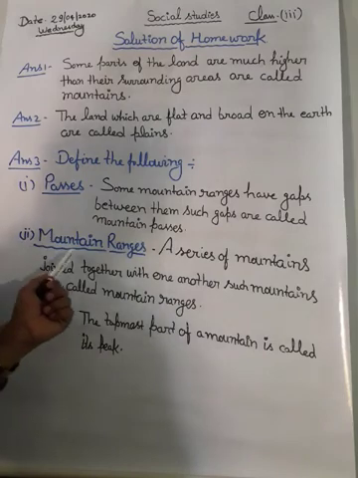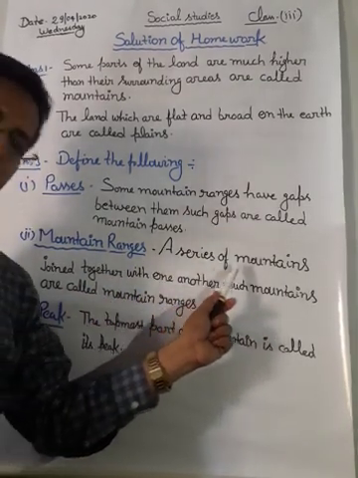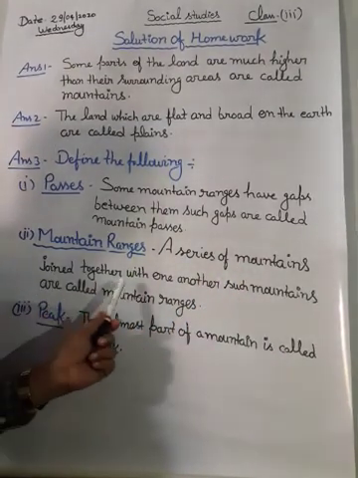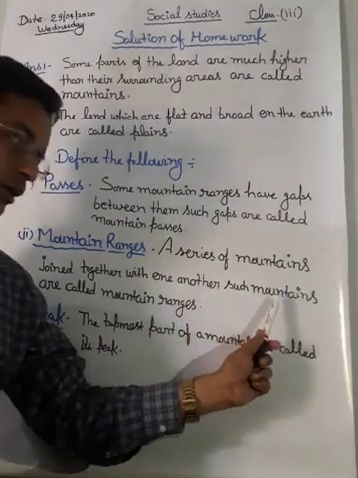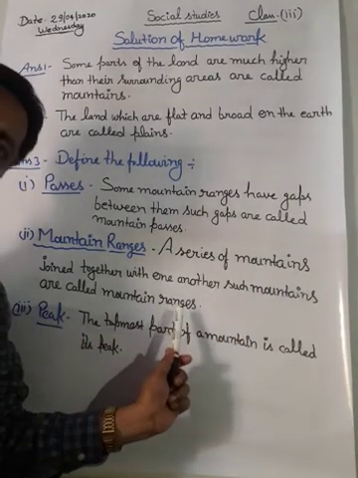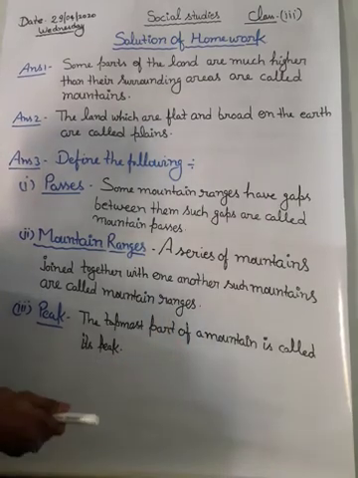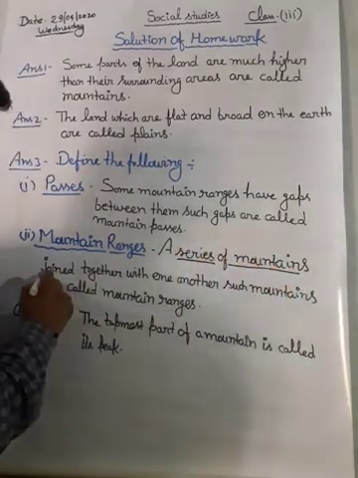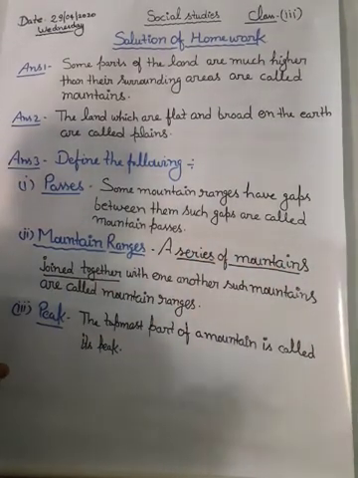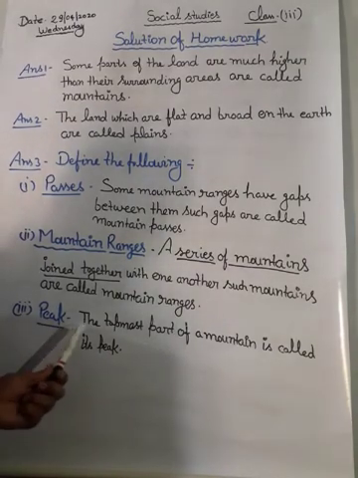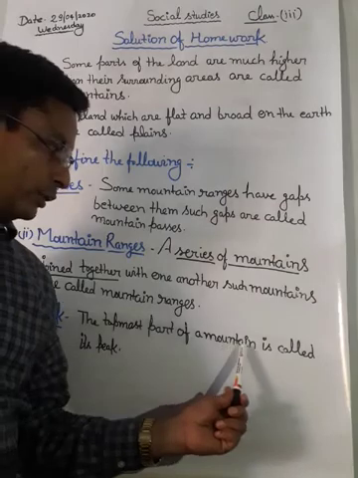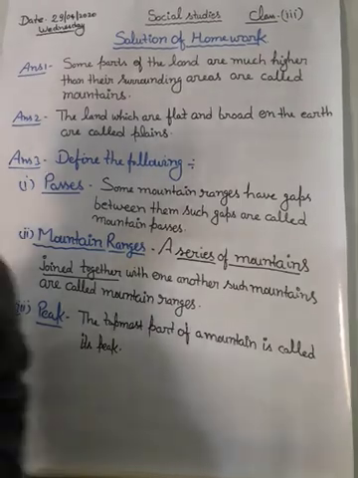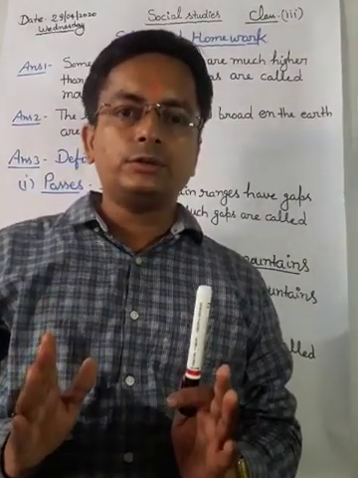And the second one is mountain ranges. A series of mountains joined together with one another. Such mountains are called mountain ranges. Yes, students, a series of mountains joined together. Next is peak. The topmost part of a mountain is called its peak. So that is all about our previous homework.